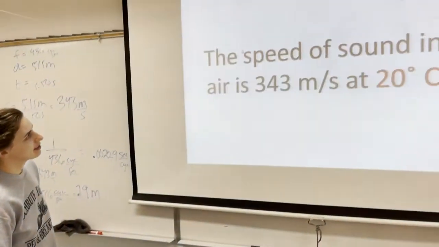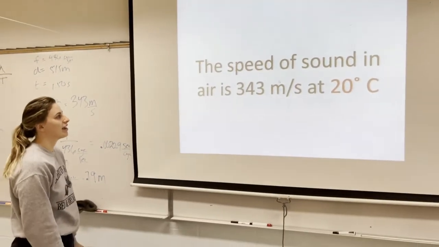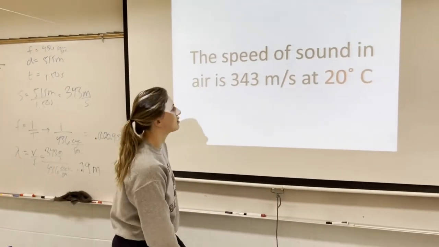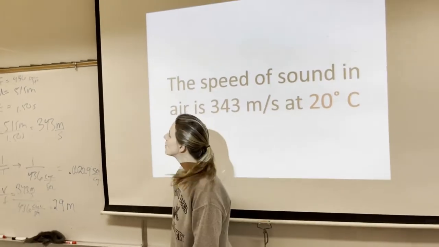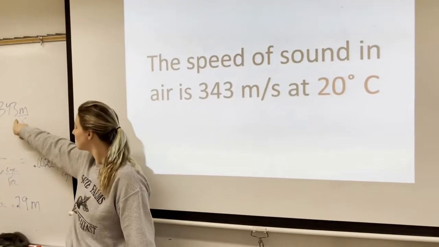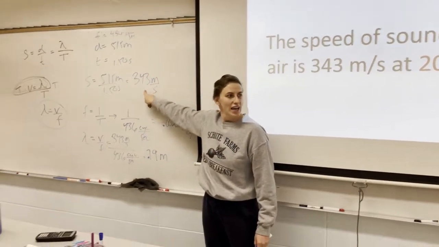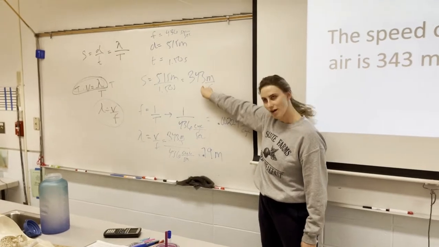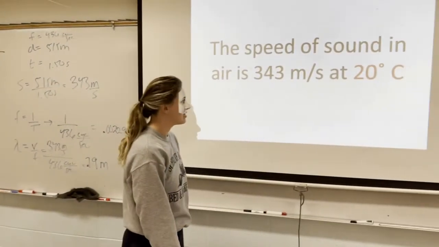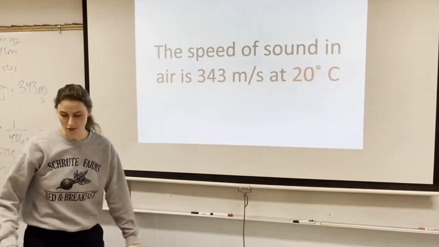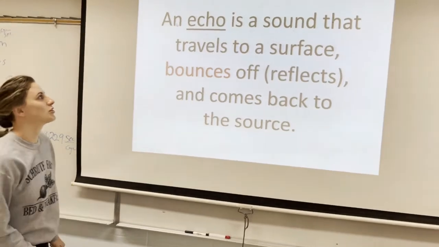So there's the wavelength. The speed of sound in air is 343 meters per second at 20 degrees Celsius. This is a number that we'll use over and over again, unless we're given something else. And that is what we calculated here on purpose, because this is a known value. It's in the book.